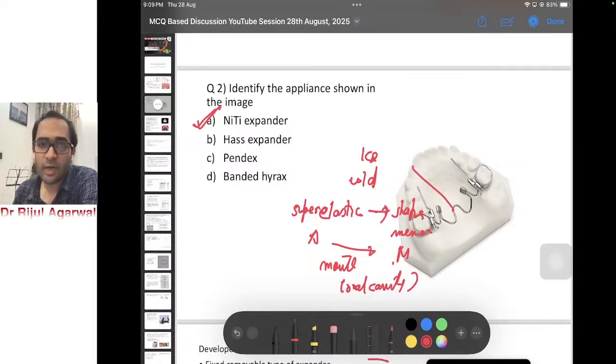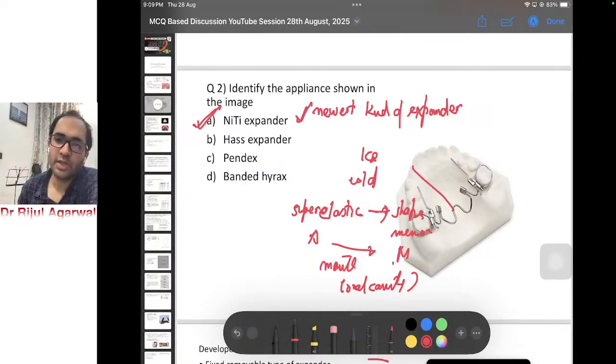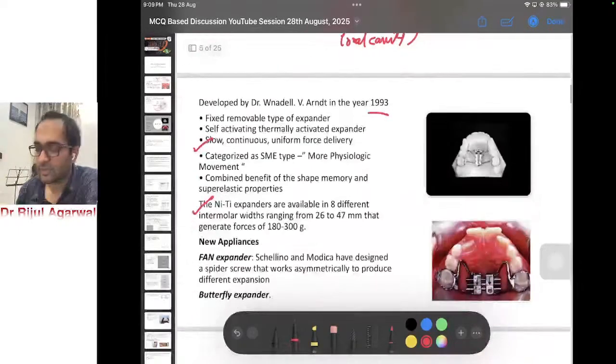Another kind of question which you can get is about the newest kind of expander. Technically it's not new, but this is the other word which is used for this kind of expander in your exam.